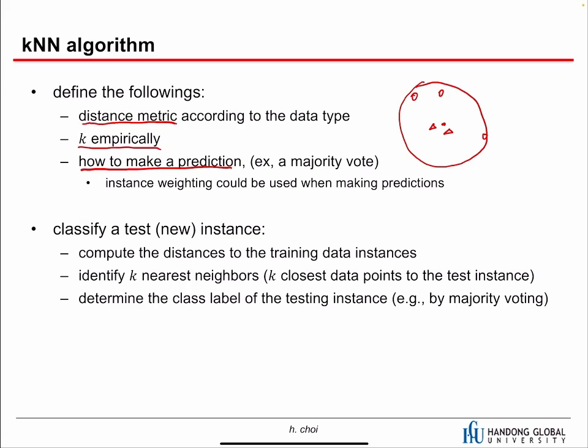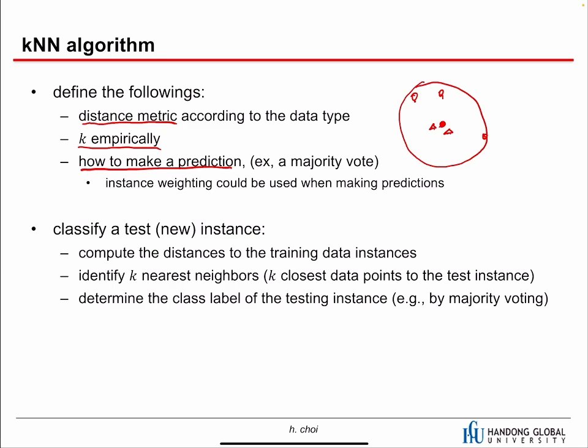But this one is too close to these triangles and is kind of far from these circles. Then we can put different weights on these data samples. If they are close, then we can put more weight, and if they are far, even though they are all neighbors, we still have different kinds of neighbors. This one is a close neighbor, and they are not that close. So depending on this distance, we can put different weights, and based on these distance weights, this one can probably be classified to the triangle class.